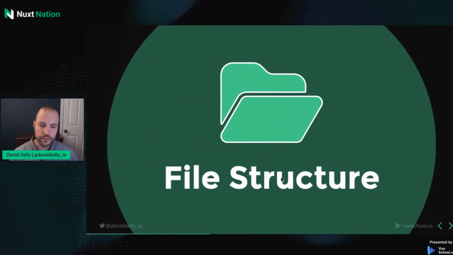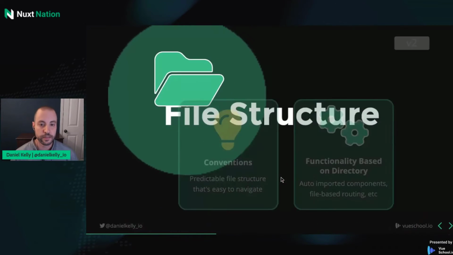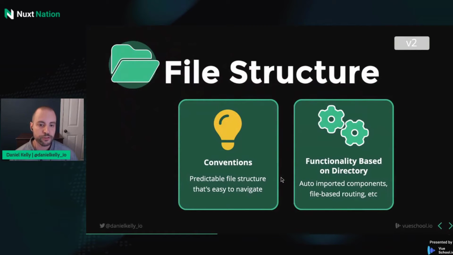All right, this is where I really want to spend the bulk of my time with you, and that is taking a look at the file structure and some things that have changed between Nuxt 2 and Nuxt 3. So the file structure for Nuxt provides some really great conventions that are easy to navigate. And if you're onboarding a new person to your team who's already familiar with Nuxt, they can jump right into the project and know kind of where things belong just because of the convention that's there, right?